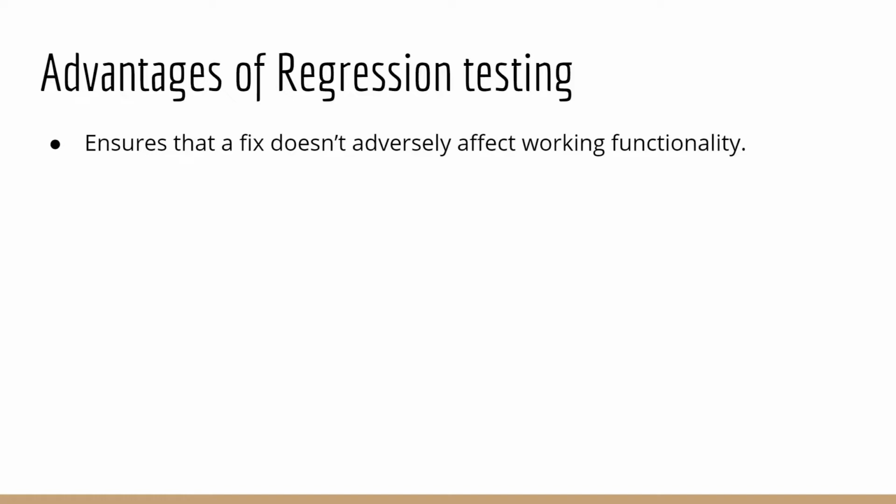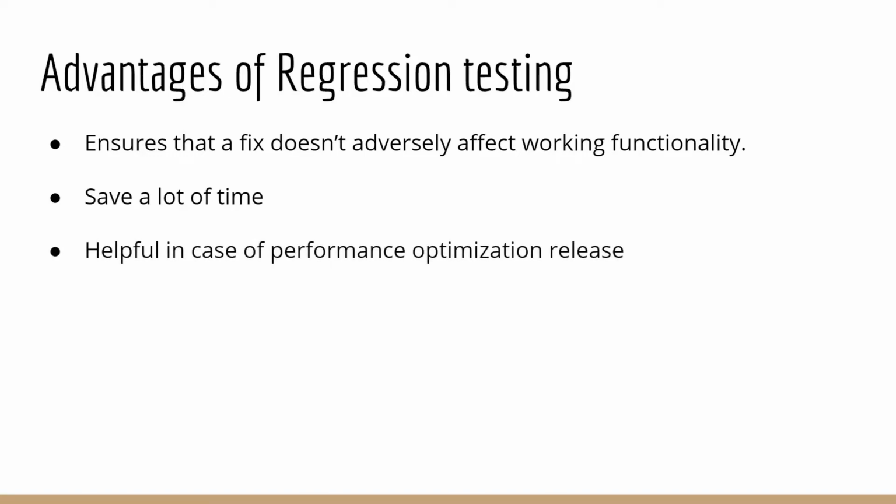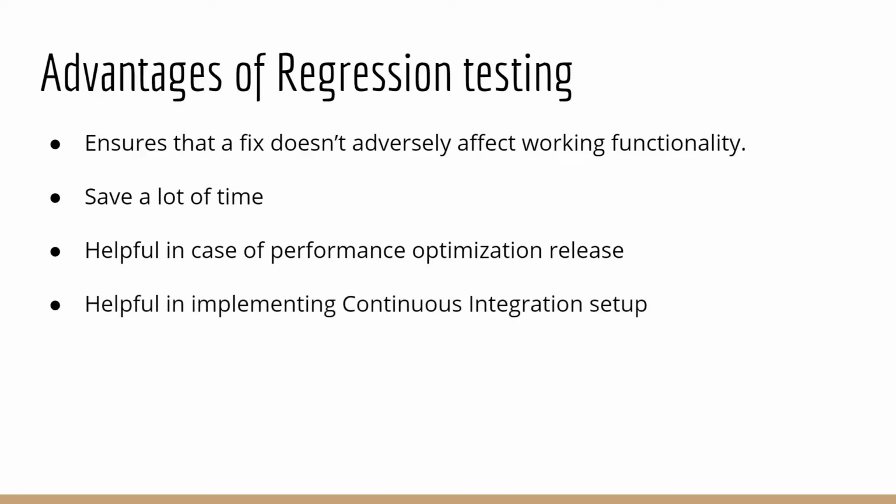Here are some of the advantages of regression testing. Firstly, it ensures that a fix doesn't adversely affect working functionality. Regression tests can be automated and hence save a lot of time, but only if automated. These tests are particularly helpful in the case of a performance optimization release, as these releases don't change any business scenario, so checking the already working functionality suffices the testing needs. It is also helpful in implementing a continuous integration setup, in which whenever a developer pushes some code, a build gets triggered and after that the regression tests are run automatically to ensure that the new change does not affect any existing functionality.